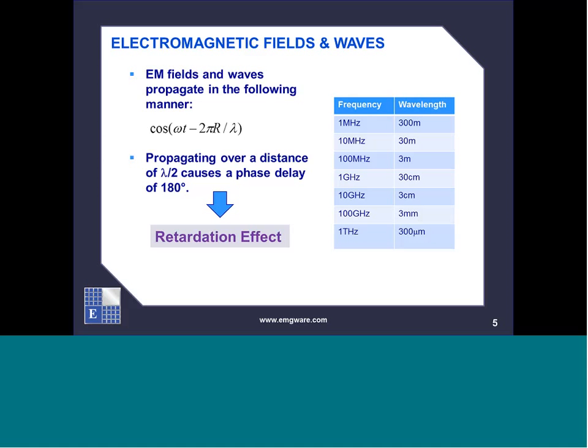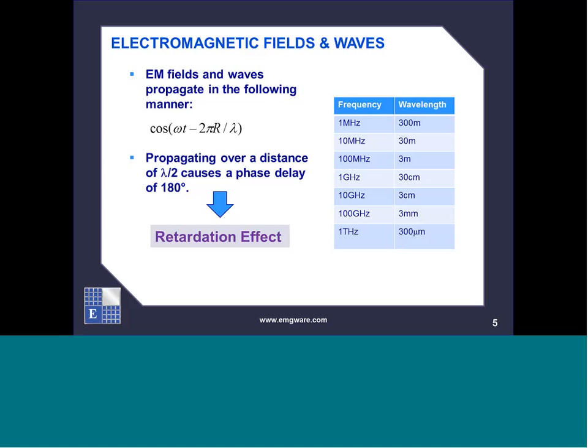So we have to deal with electromagnetic fields and waves. And in general, EM fields and waves propagate with a cosine of omega t minus 2 pi r over lambda functionality. What this means is omega is our regular frequency, 2 pi f, and r is the distance, and lambda is the wavelength. So basically, what this cosine of omega t minus 2 pi r over lambda means is that because of the wave effect, we have a delay or retardation effect, which is proportional to the distance that the wave travels, and also depends on the wavelength at the given frequency.